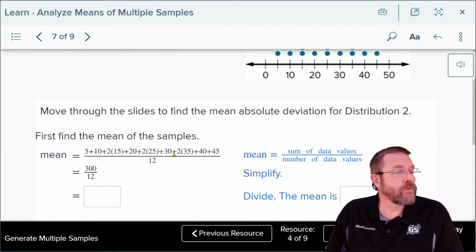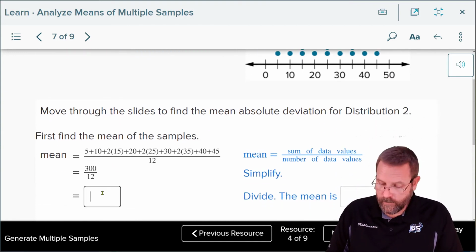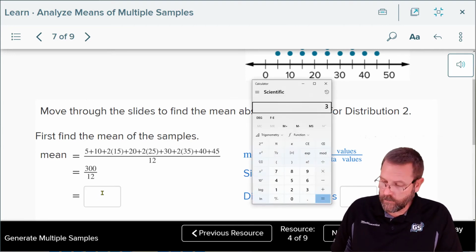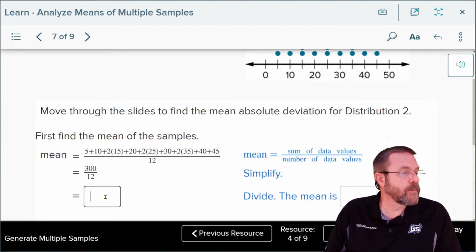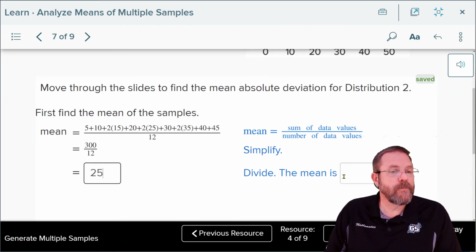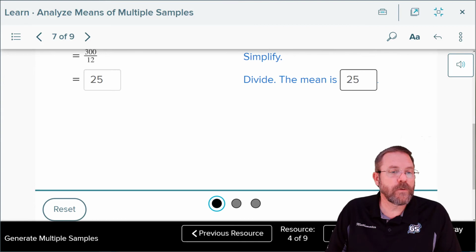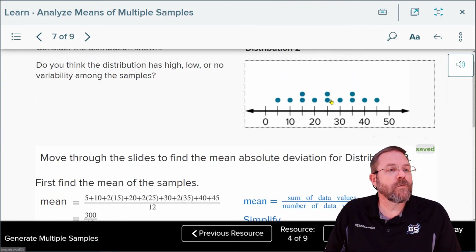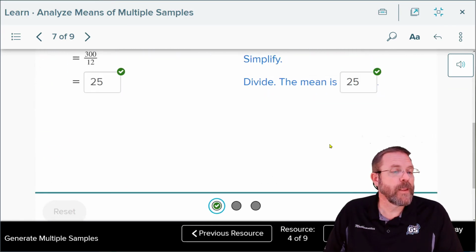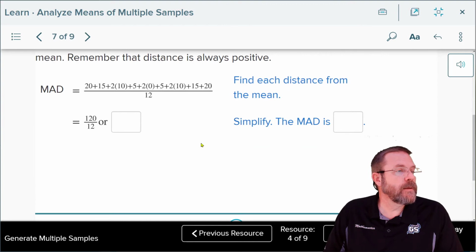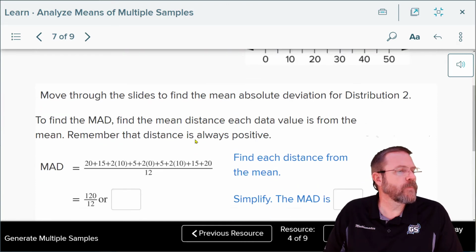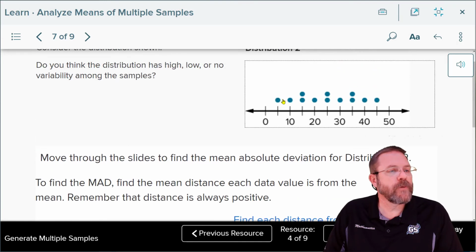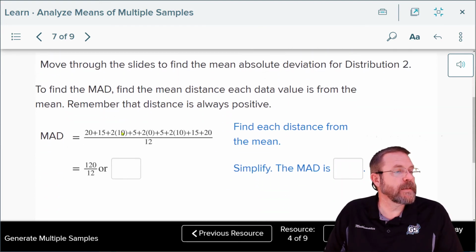And if you added all those numbers up and divided 300 by 12, let's just go ahead and do it this way. 300 divided by 12 ends up giving you 25. So that means that the mean of that data is also going to be 25. And 25 is located right here on our graph, which happens in this case to be the very middle of the graph. Next, if you wanted to find the mean absolute deviation, you would have to find out how far each of these data points are from this mean of 25. The textbook was kind enough and they did that for us here.